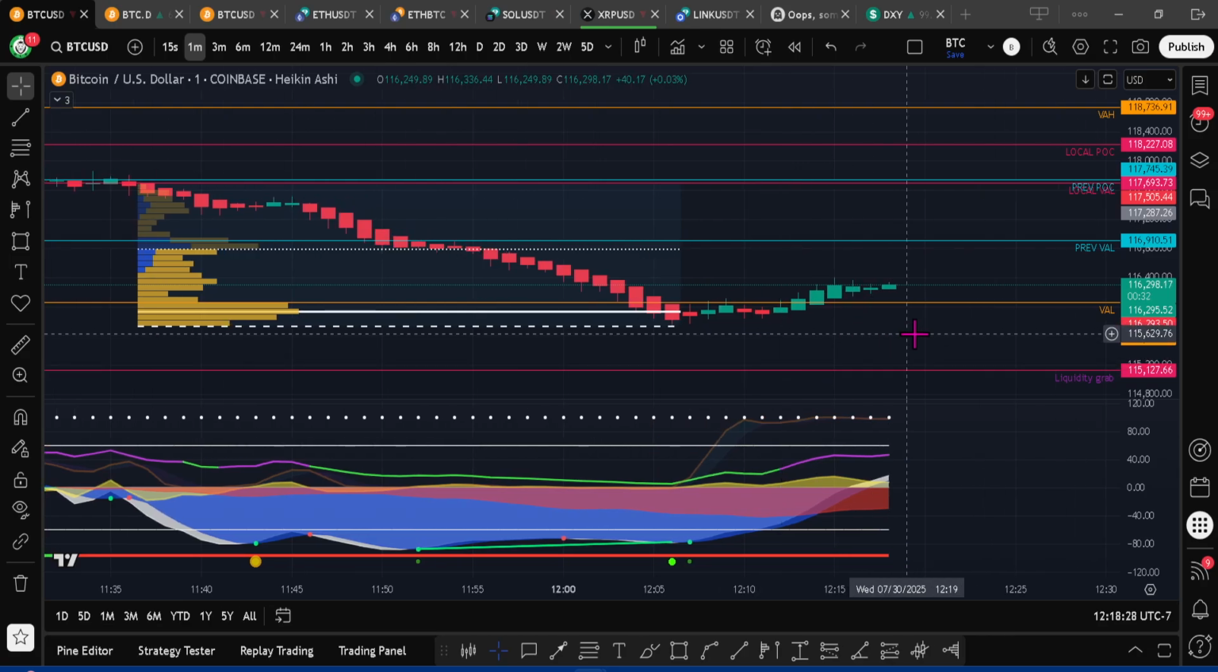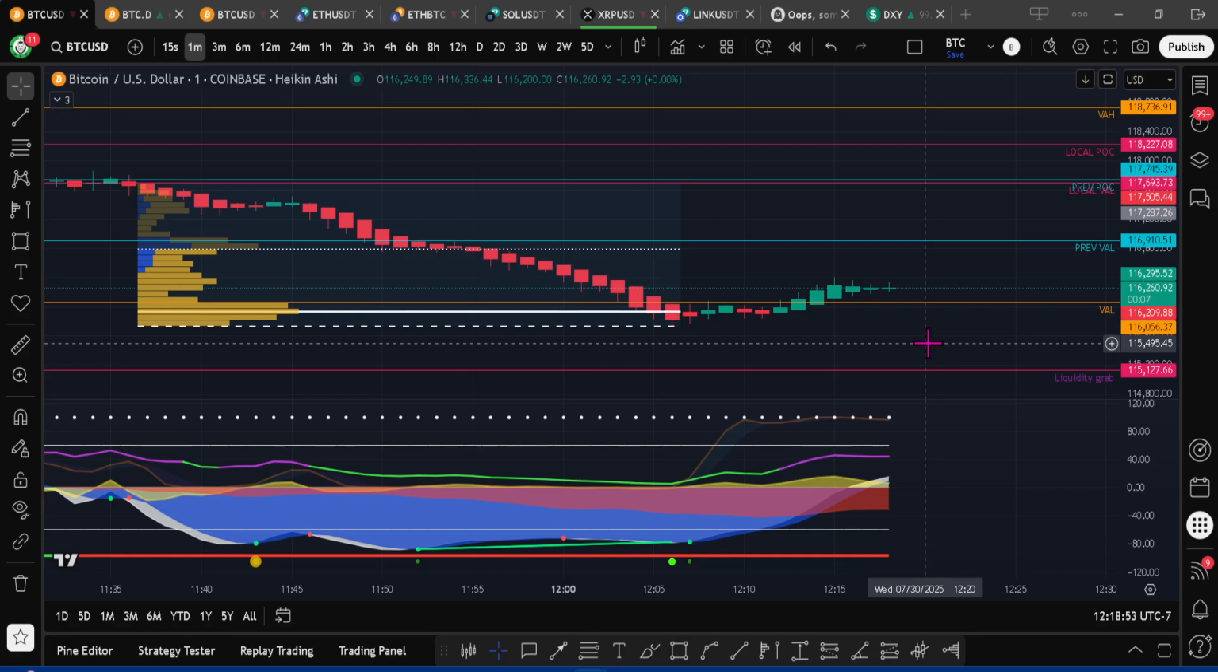Right, so on the 1 minute, we're just looking for this scalp. I have my sell order set at 116,600. While I'm currently in profit, I am going to reset my stop loss to slightly higher than my entry.